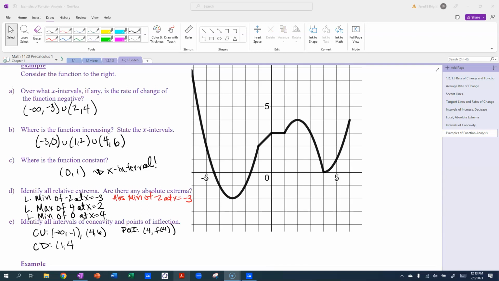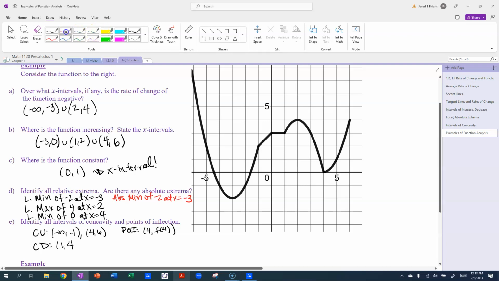Here are my answers. So, over what x intervals, if any, is the rate of change of the function negative? This whole bit of language is just a fancy way of saying decreasing. So rate of change, again, is instantaneous rate of change, whereas the slope of the tangent line is negative. So that's the instantaneous rate of change. And so that ends up being negative infinity to -3, so this piece of the graph here, right?